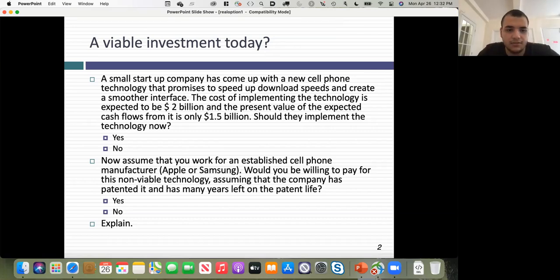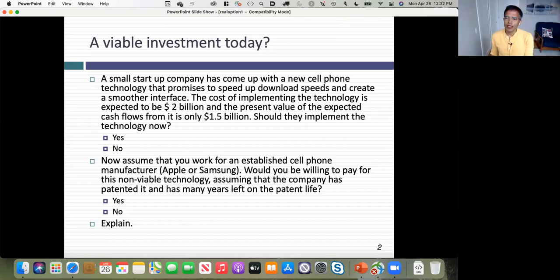No, because it's a negative net present value. Yeah, exactly. Negative net present value investment, right? So you're saying this is obvious. Why are we wasting our time on this? So Raja, I'm going to turn the focus back to you now. This right now is a non-viable technology, but you work for an established cell phone manufacturer that looks at this technology, and right now you believe the same thing. It's not viable right now, but you get the exclusive rights to this technology for the next few years. Might you be willing to pay something for this technology?